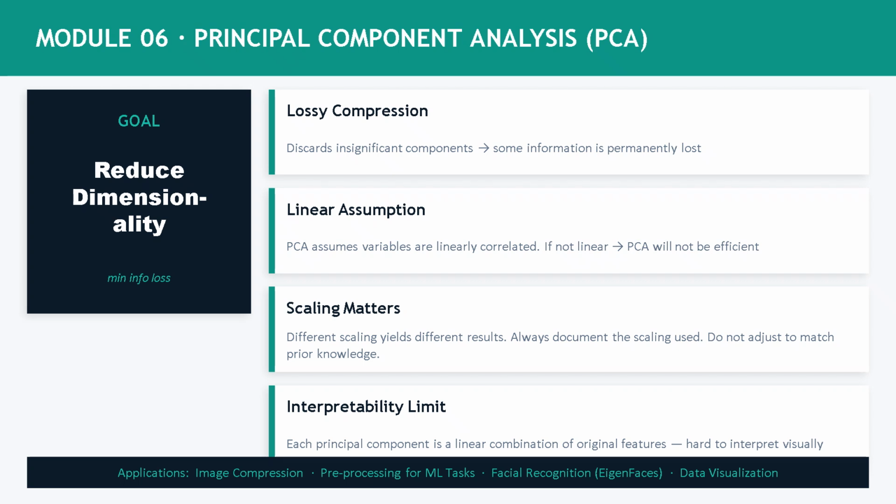There are two important rules. PCA assumes linear correlations, so it won't capture nonlinear structures. And feature scaling before PCA is critical. Always document the scaling that you use. Main applications of PCA are image compression, preprocessing for other ML tasks, facial recognition, and data visualization.